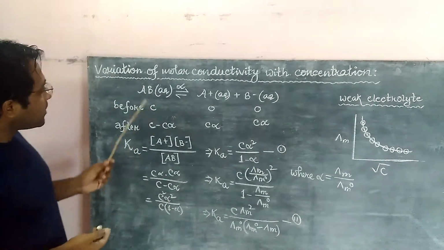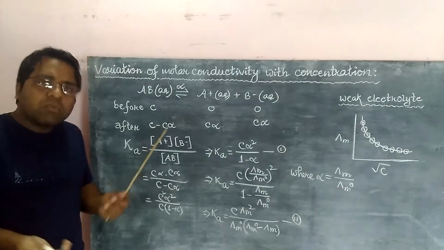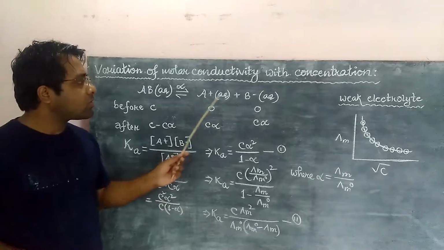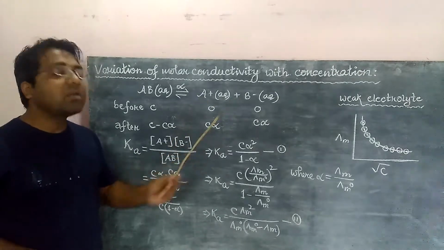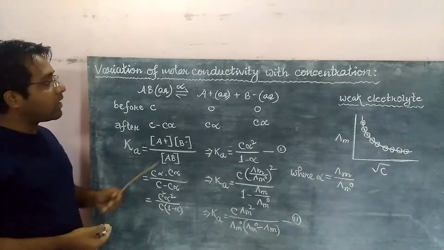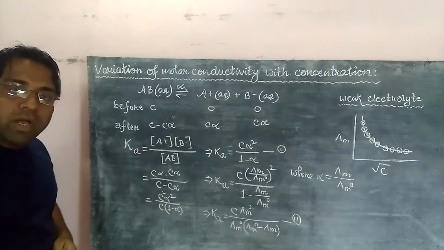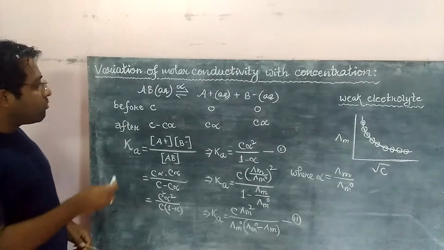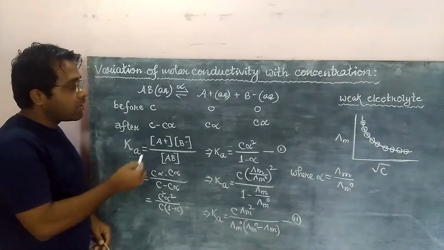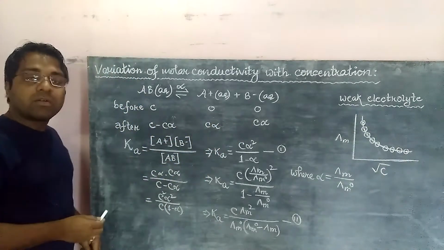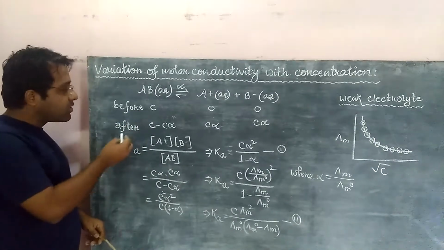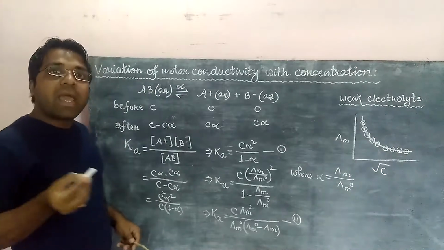Let us say AB may be any weak electrolyte which is undergoing dissociation to release their ions in this manner, A positive and B negative. For example, if you say acetic acid, then acetate ion and H positive ions will be released. Now, before dissociation, let's say the concentration may be C and no ions were dissociated. That is before dissociation. And after dissociation, let's say the degree of dissociation may be alpha.